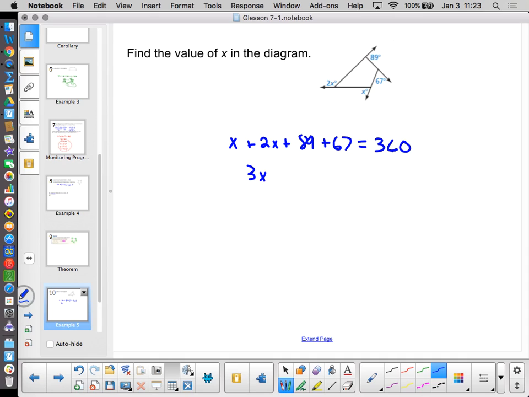So 3x plus 156 is 360. So 3x equals 204. And x equals whatever 204 divided by 3 is, 68. And in this case, the problem just asks to find the value of x, and we've done so.